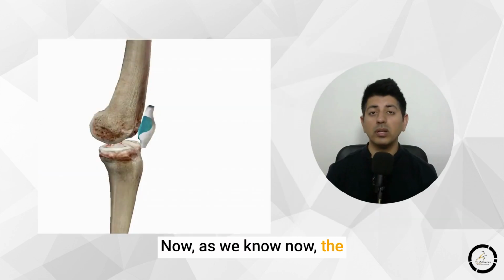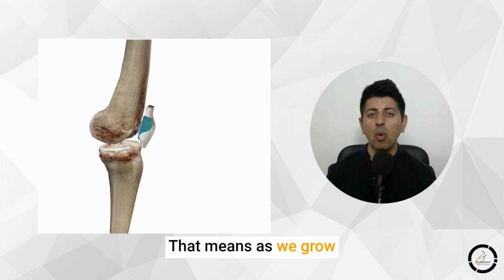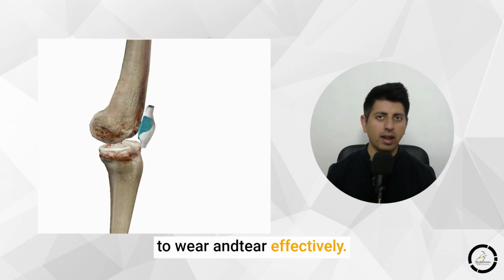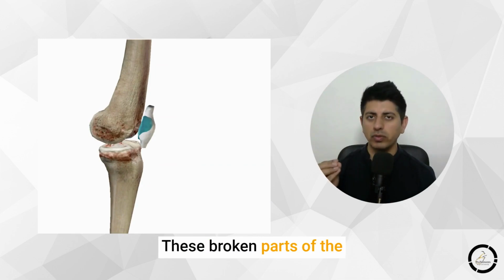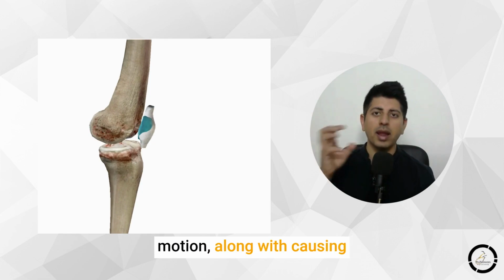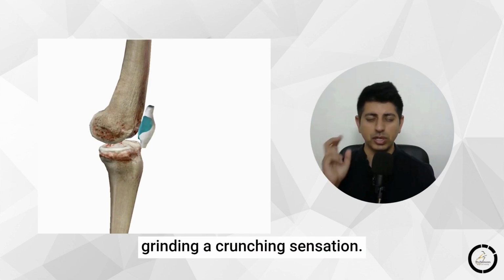Now, as we know, knee osteoarthritis is a degenerative joint condition. That means as you grow older, there are chances that this cartilage starts to wear and tear. These broken parts of the cartilage come into the joint surface and restrict your joint motion, along with causing pain, inflammation, and a grinding or crunching sensation.